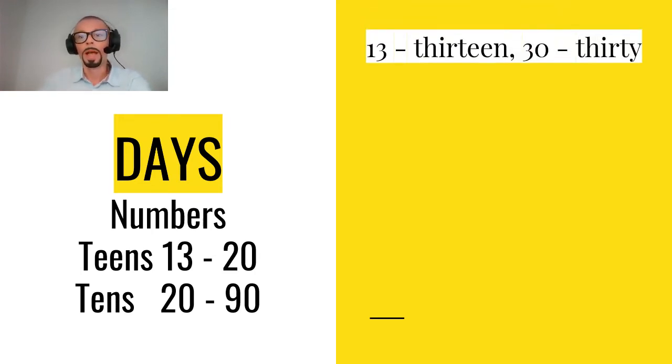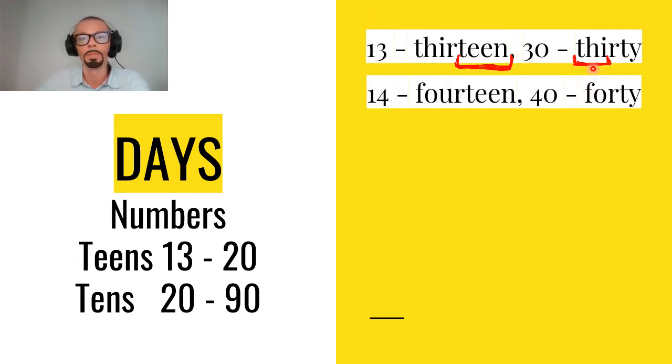Right? 13 and 30. Where does the stress go? In all teen numbers, they have the ending teen like this. Most of the stress goes to the end. So you say 13. And in ten numbers, you put the stress on the first syllable, like 30. It sounds different. 13 and 30. Listen and say it together with me. 13, 30. And this is true for all other numbers.